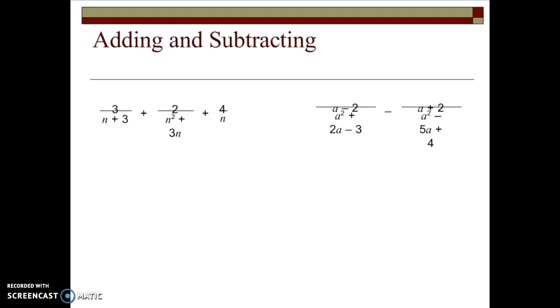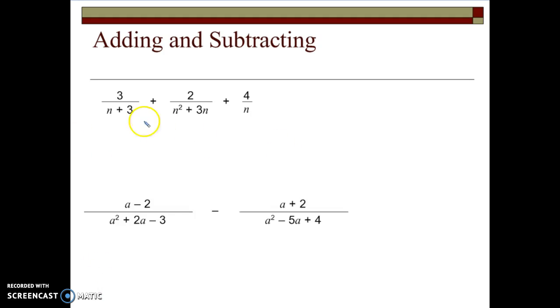All right, and a couple more examples. So for the first one, I got n plus 3, which is already simplified. There's no factoring. Then n squared plus 3n. So I can factor this one. There's a GCF. So this one's going to become n times n plus 3.